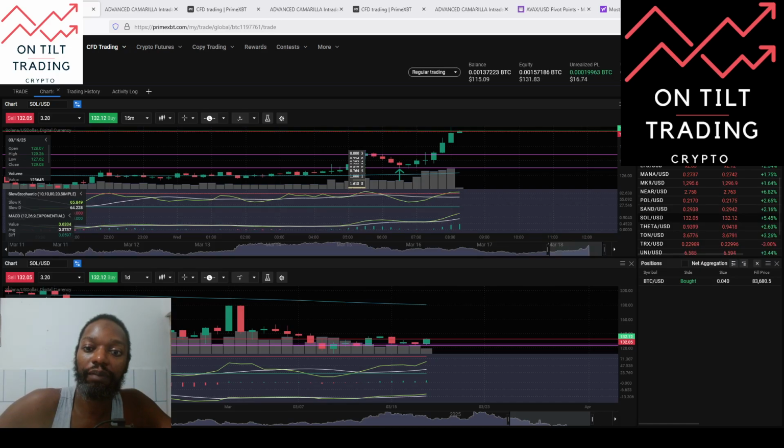Here are Camarilla pivot points. This is R4. This is R3. This blue line that you're seeing here, this is the 200 exponential moving average. This is the 15-minute chart. This is the daily chart.